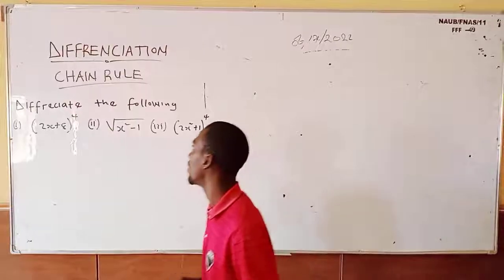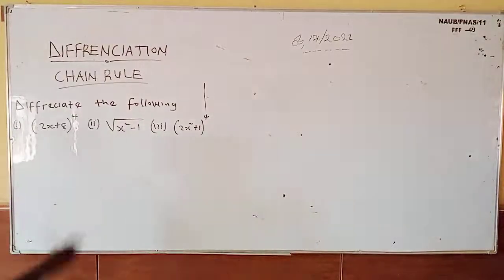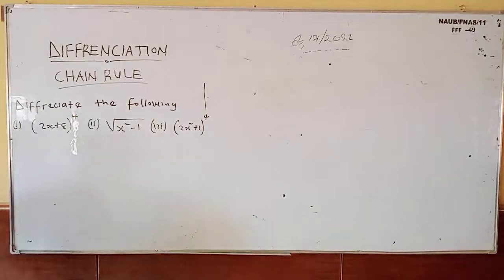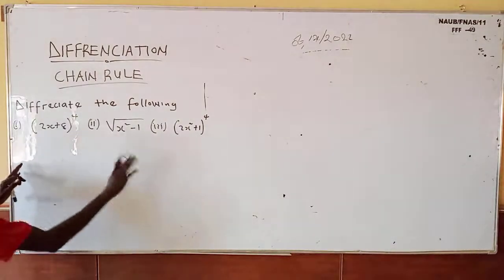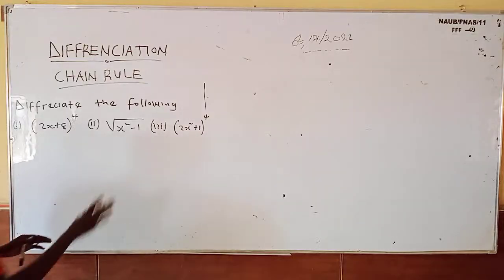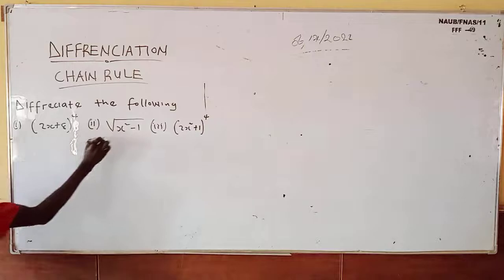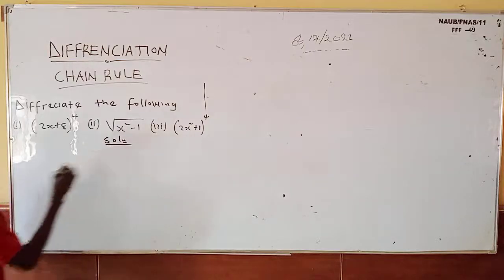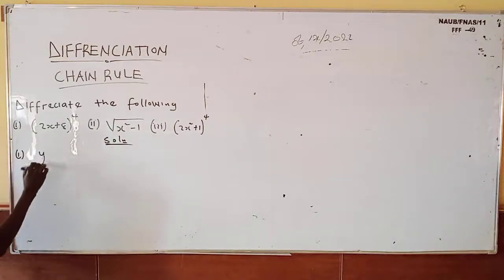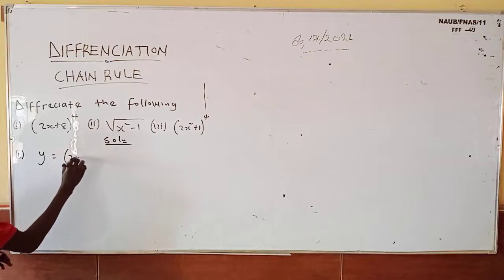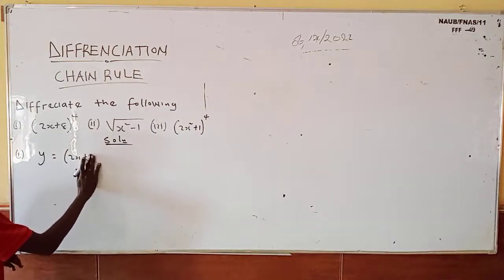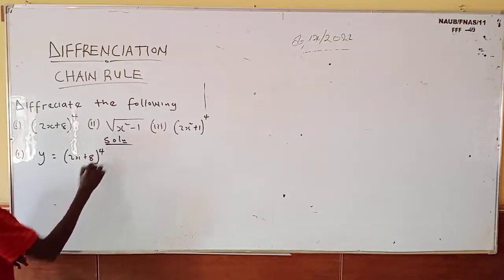Alright, still on chain rule, we'll be solving this question. Question number one: the first thing you are going to do is equate everything to y. So let's start with question number one. Say y equals (2x plus 8) to the power of 4.